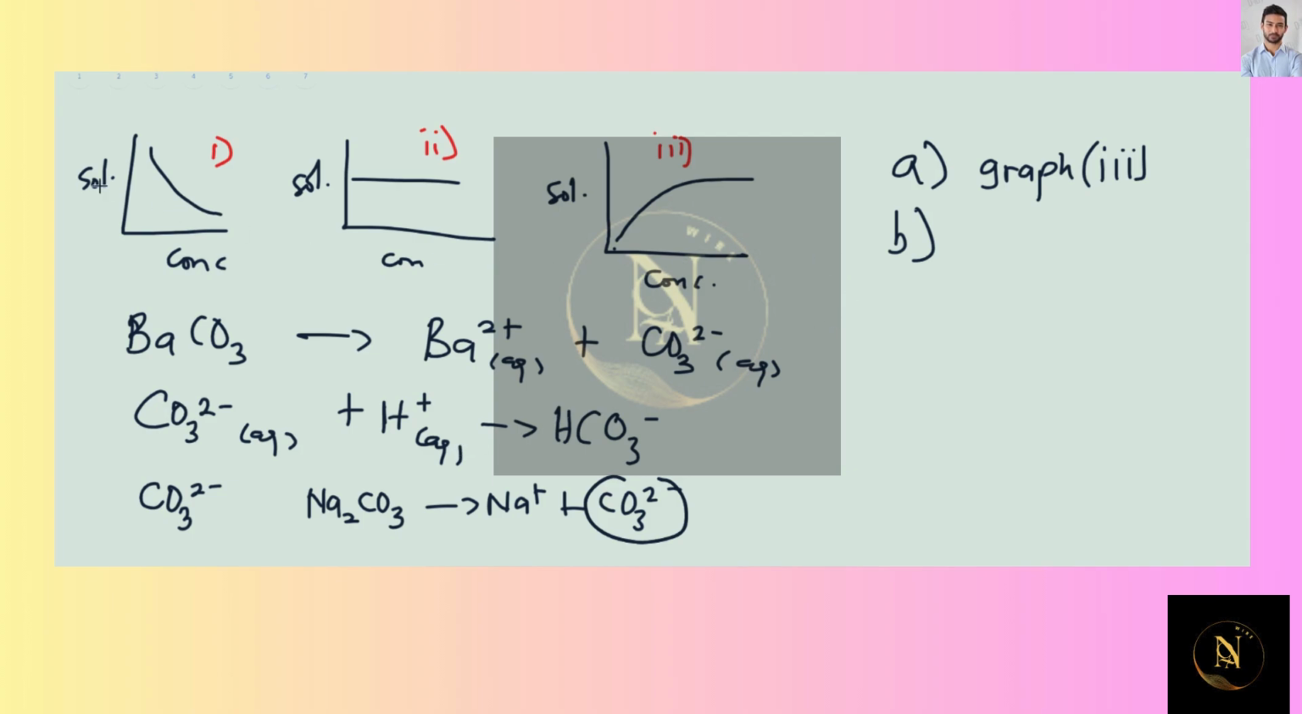So the graph that depicts that is graph 1, where the increase in concentration of the other reagent leads to a decrease in the solubility of barium carbonate. So this is graph 1.